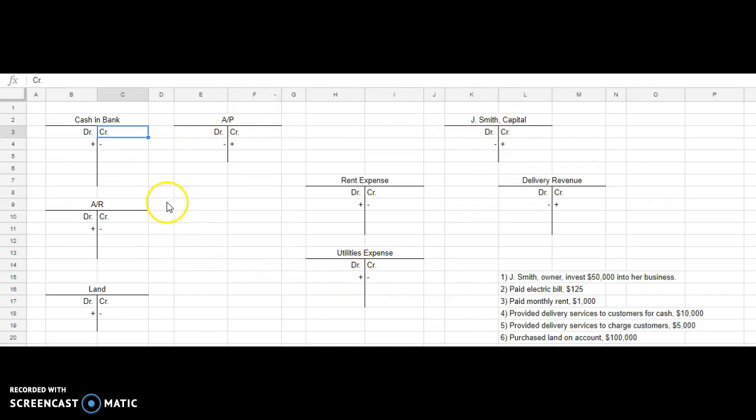Once you have all your T accounts set up, now go through the transactions, and I'd like to go through these with you. You can pause. I'd actually pause this and then go ahead and try these on your own and then see how you did. Okay. The first one, J. Smith, owner, invested $50,000 into her business. So J. Smith, her capital goes up $50,000 and her cash and bank goes up $50,000. And then the other key, we have 50,000 equals 50,000.